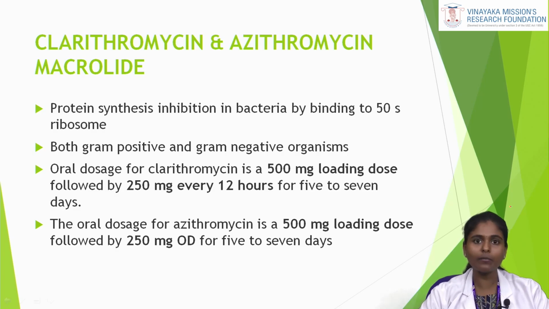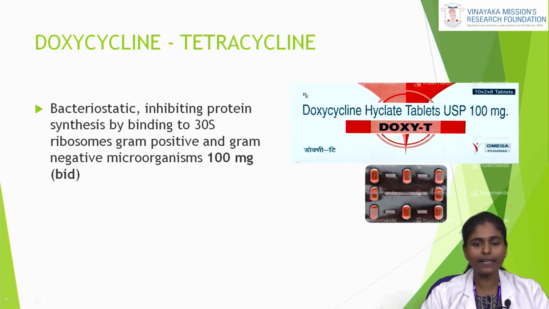Clarithromycin and azithromycin are macrolides, they act by inhibiting protein synthesis in bacteria by binding to the 50S ribosome. They act on both gram-positive and gram-negative organisms. Oral dosage of clarithromycin is a 500 mg loading dose followed by 250 mg every 12 hours for 5 to 7 days. The oral dosage of azithromycin is a 500 mg loading dose followed by 250 mg OD for 5 to 7 days. Doxycycline, tetracycline. These are bacteriostatic drugs inhibiting protein synthesis by binding to the 30S ribosome, acting on gram-positive and gram-negative microorganisms.